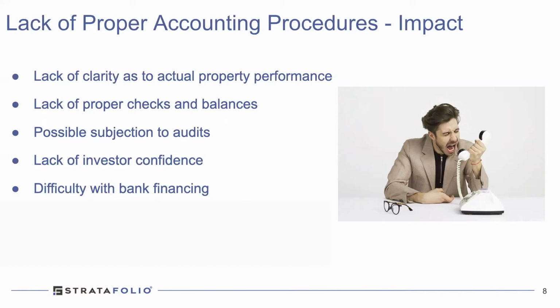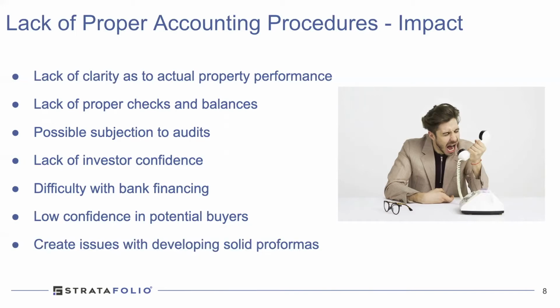This bullet point is an interesting one, low confidence in potential buyers. Sometimes when buyers are looking into purchasing a new property, the seller will provide previous years' financial statements just to indicate or show this property performs well, it's got good rents, its operating costs are low. Obviously, if you don't have solid, reliable, readable financials, this can create issues if you're ever trying to sell a property. Likewise, on the flip side, if you're looking to purchase a property and you're looking at financial statements that may have been provided by the seller, this can also create misleading information or issues with developing a solid pro forma.